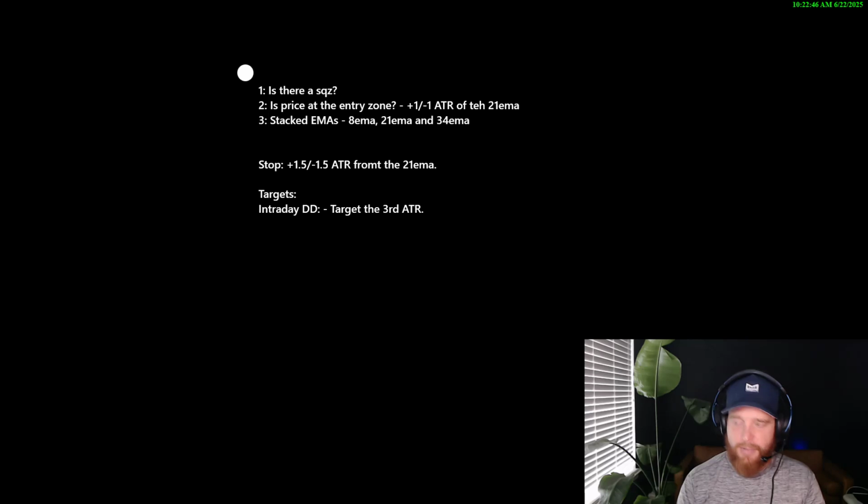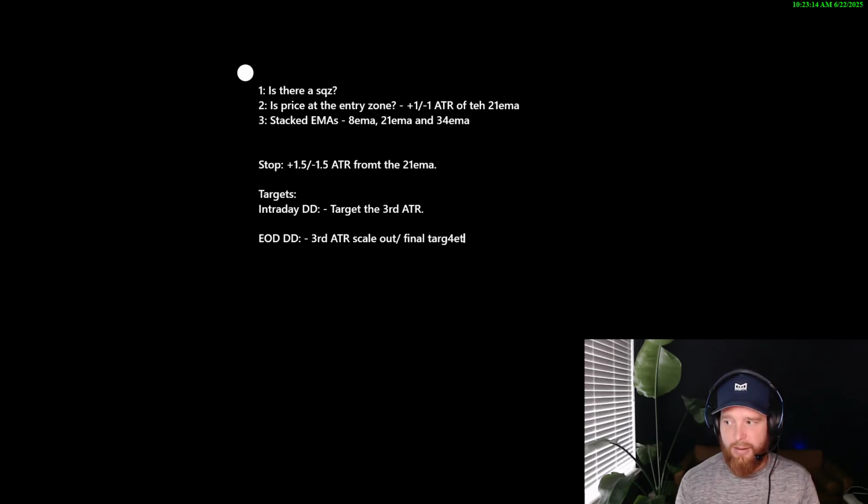Now let's just say you have end of day drawdown. So your target at your third ATR, you should definitely be taking at least some profit. So I'm going to put scale out. And then your final target, I'll put, is a histogram shift. I'll show you what that looks like here in a minute. I'll give you examples of both of these. But these are the two differences here.